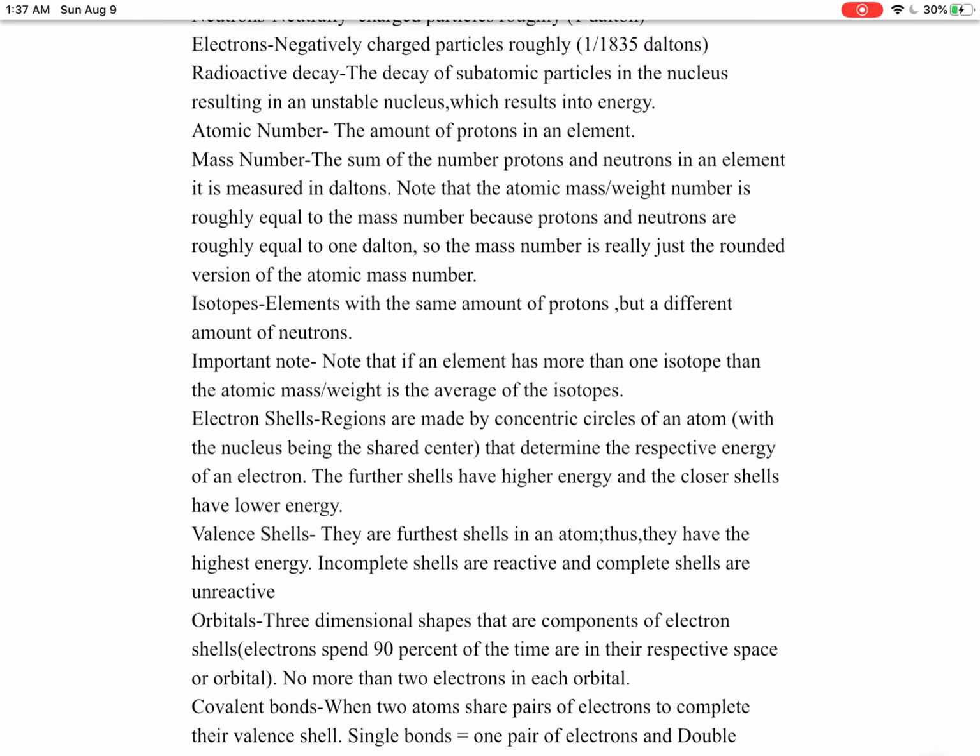So an important note is basically the atomic weight. If an element has more than one isotope, such as carbon, then to find the atomic weight, you simply average all the isotopes together.